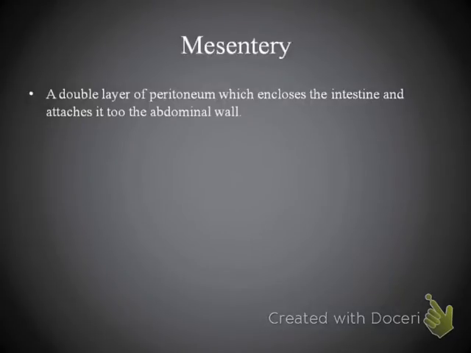You also hear this word tossed around quite a bit, mesentery. The mesentery is a double layer of peritoneum which encloses the intestines and attaches it to the abdominal wall. So that's what anchors the intestines. You'll hear things such as mesenteric nodes, and it's just important for us to understand what mesentery is. Basically, it's just a continuation of the peritoneum that anchors the intestines to the abdominal wall and keeps them from moving all over the place, which would be very detrimental to the intestinal health.